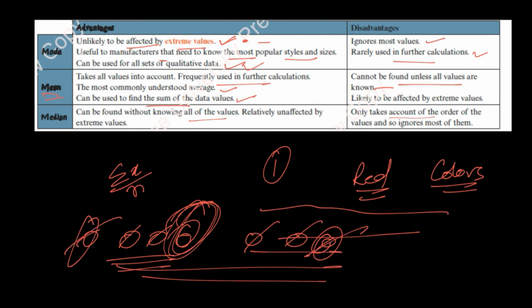Okay, it only takes into account the order of the values and so ignores most of them. So most of the values are ignored. It only takes into account the middle value.